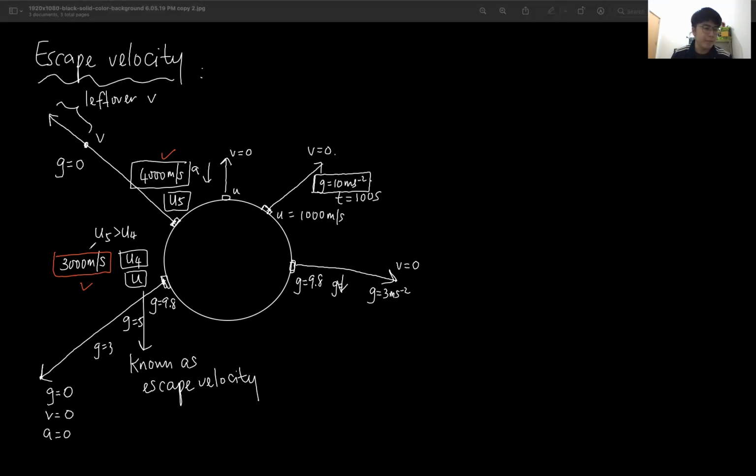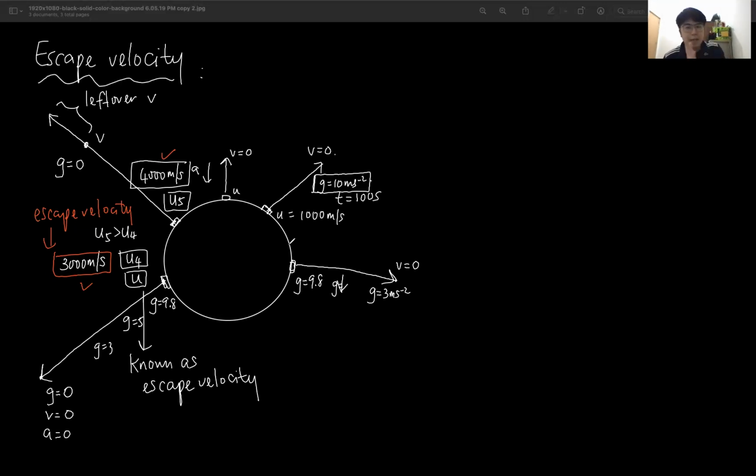Now, understand, escape velocity is the velocity that is just enough to keep the object from falling. So that means U4 is the escape velocity. U5 is greater, but we don't say escape velocity is 4,000. No, it is the 3,000. That is the escape velocity. So when you want to launch an object that leaves the Earth completely, in a rocket launch, in a space program, you have to achieve this escape velocity to escape completely the gravitational pull from the Earth.